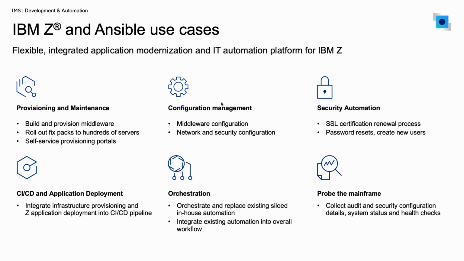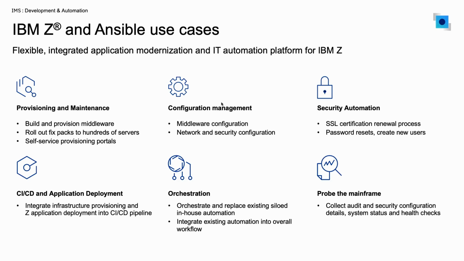CI/CD and application deployment is also super popular, especially as we see many of our customers modernizing the DevOps process so that they will be able to deliver their code much faster and in a more agile fashion. So with Ansible, it can play a key role in orchestrating some of the application deployment, working with a modern CI/CD pipeline to drive those application deployments or application resource configuration, and then have it all automated together.